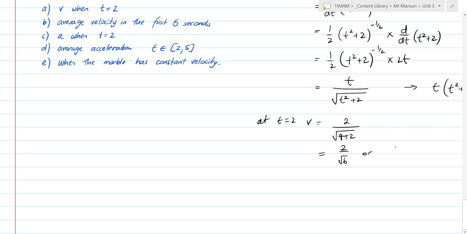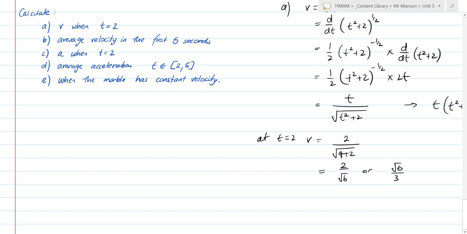Everything here is not new. This is just 2 or 3 processes put together that you know. So you can do those processes. Calculate the average velocity in the first 5 seconds. How do we do that?